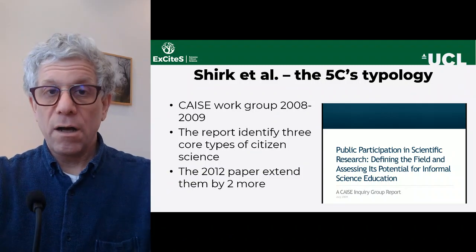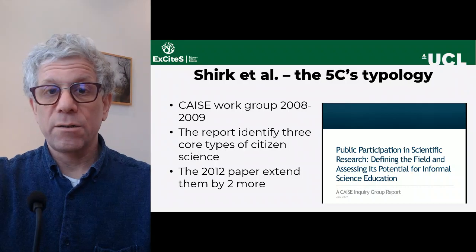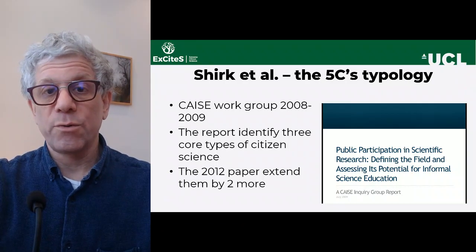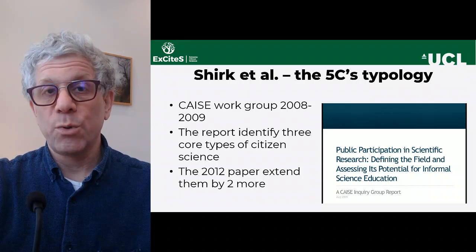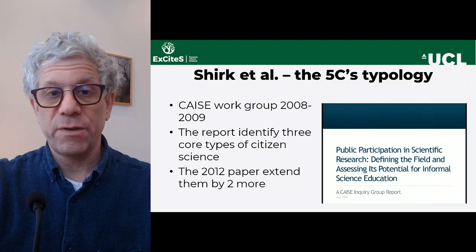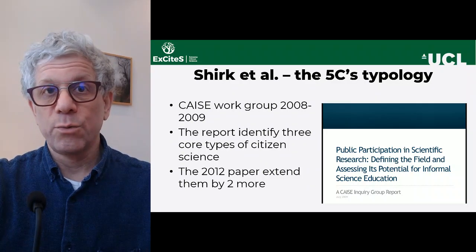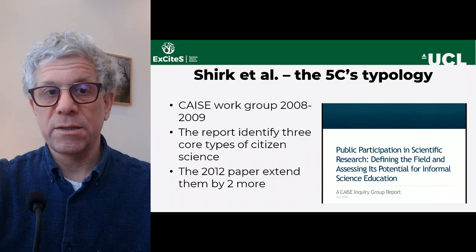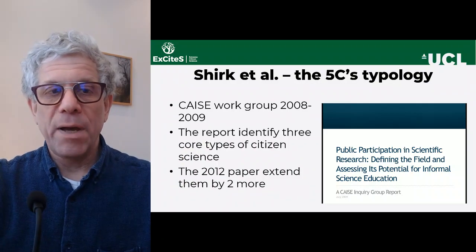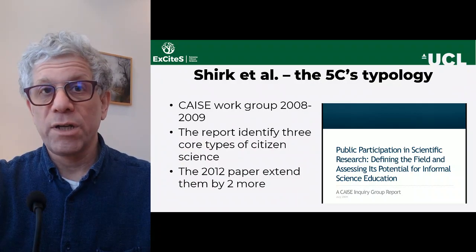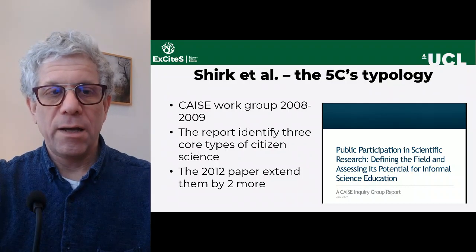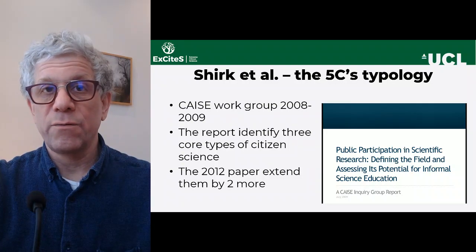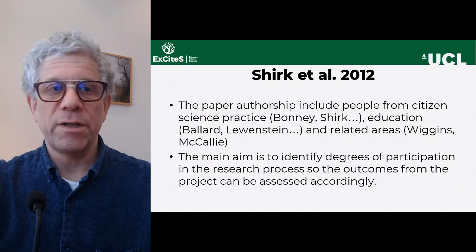The Shirk et al. typology is also linked to the CASE report from 2009, which is a seminal report about the importance of public participation in scientific research and eventually led to the creation of the Citizen Science Association. The report identified three core types of citizen science, but in 2012 this was extended by a further two, which we will use in this demonstration.